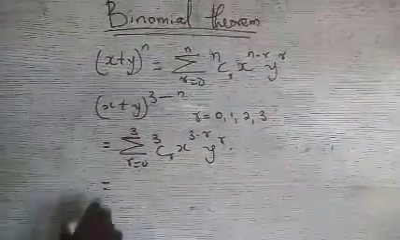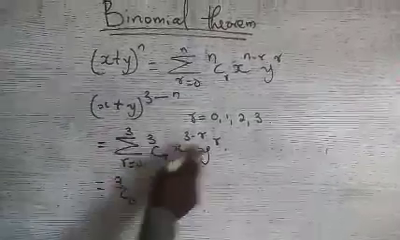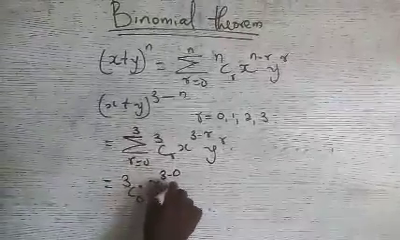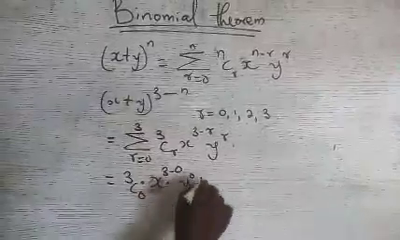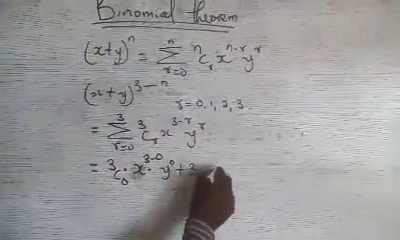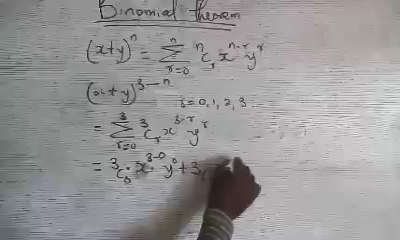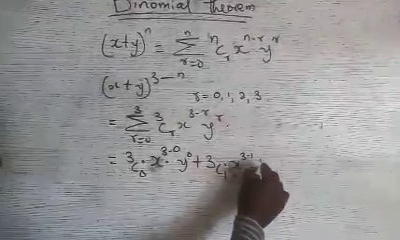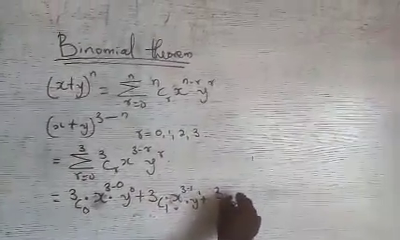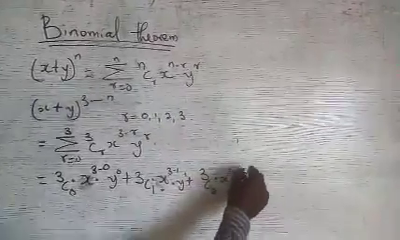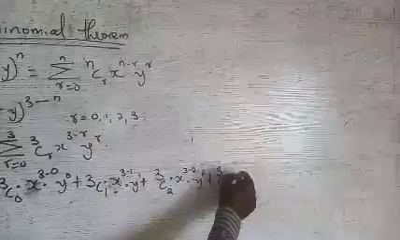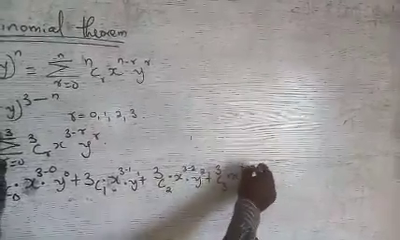And this now gives us 3 combination 0, when r equals 0, multiplied by x raised to power 3 minus 0, y raised to power 0, plus 3 combination 1, that is when r equals 1, multiplied by x raised to power 3 minus 1, y raised to power 1, plus 3 combination 2, multiplied by x raised to power 3 minus 2, y raised to power 2, plus, when r equals 3, 3 combination 3, multiplied by x raised to power 3 minus 3, y raised to power 3.